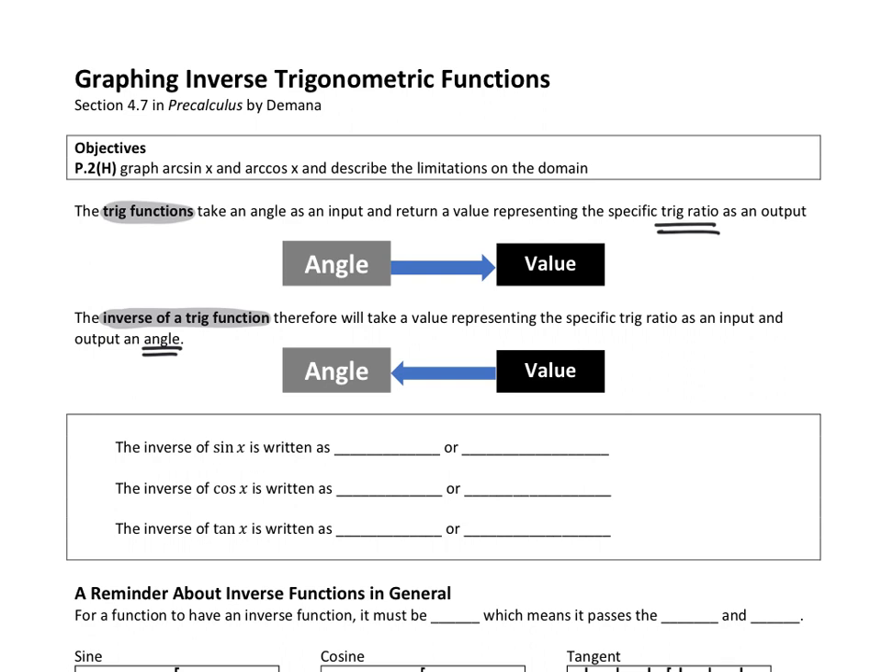So this time we're essentially working backwards. With inverse trig functions, you don't plug in angles, you plug in 1/2 or square root 3/2. You get out an angle. They're just opposites of each other.